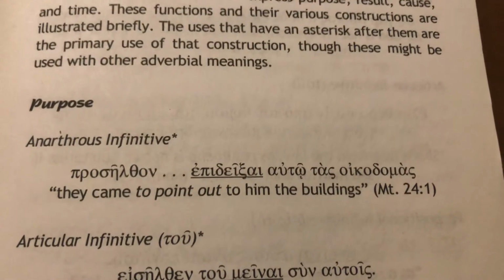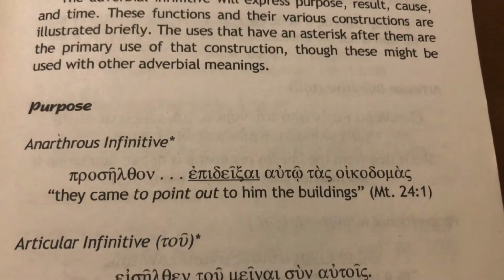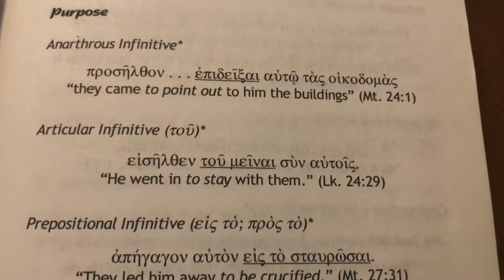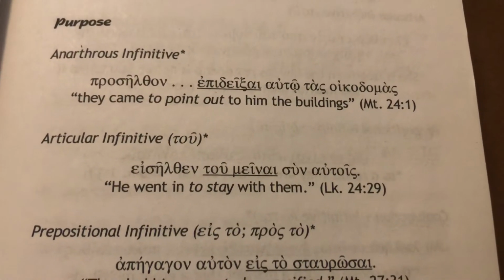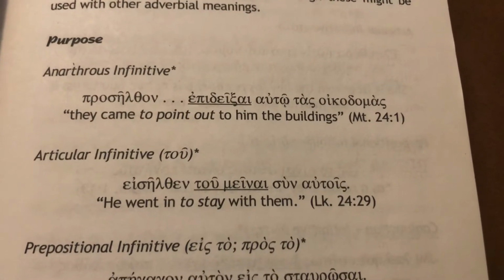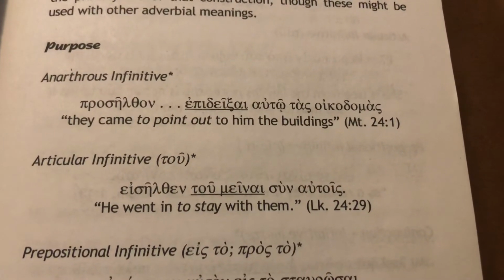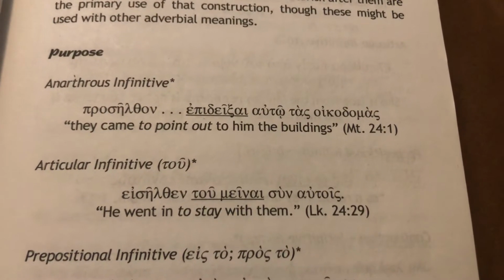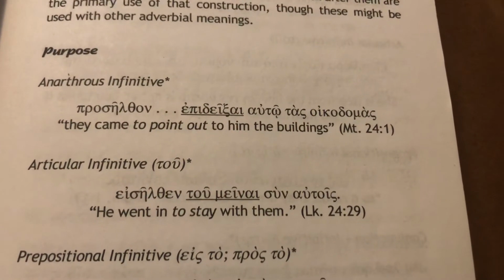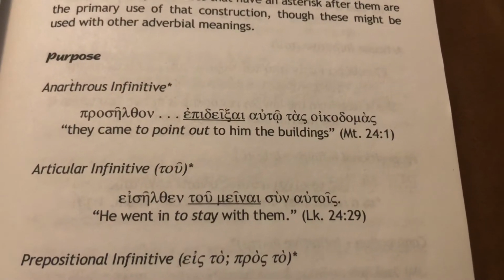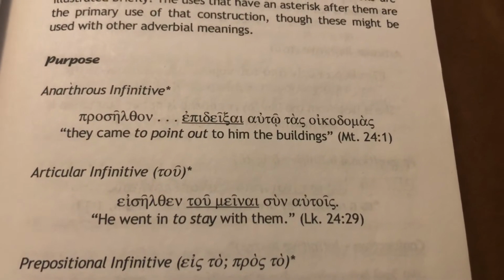It was their very purpose to come there, to point out the buildings. Or you could have the same infinitive sort of phrase and add an article so that you express purpose. Eiselthein to menai sun autois, from the book of Luke. Luke loves infinitive phrases. So he went in order to stay with him.